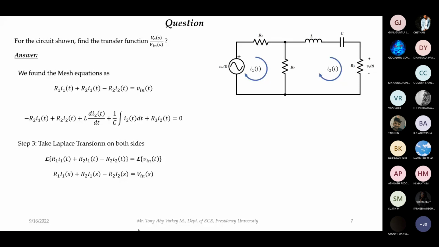because R1 is a constant. So R1 into Laplace transform of I1 of t will be I1 of S. Laplace transform of I1 of t is I1 of S. Laplace transform of I2 of t is I2 of S. Laplace transform of V in of t is V in of S. Now what I will do is I will combine the terms of I1, which is R1 plus R2 into I1 of S minus R2 into I2 of S equal to V in of S. Is it clear?